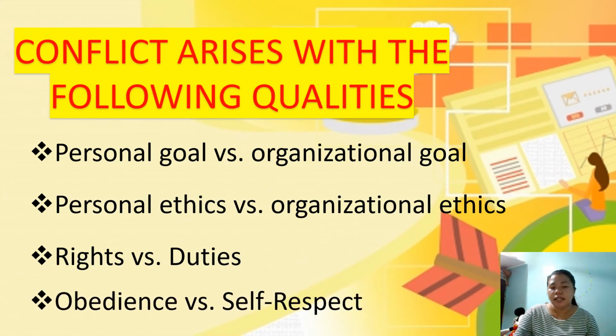Next is the obedience versus self-respect. We follow the instructions of the authority, or we obey what is in the organization. But we have also our self-respect. But if obedience and self-respect, the employee doesn't have inside the organization, then there is a conflict inside of the organization.